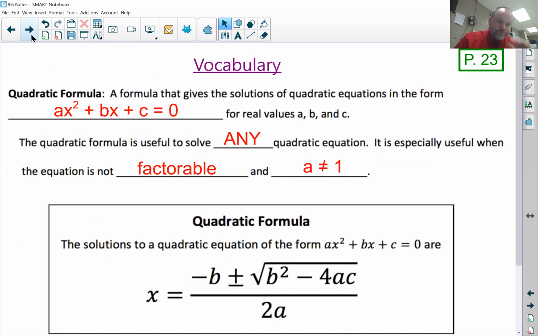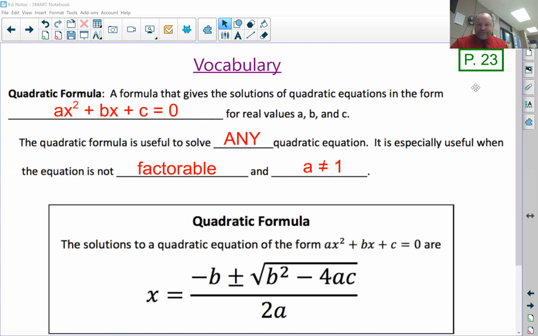So if we are going to use the quadratic formula, that's a formula that gives the solution of quadratic equations in the form ax squared plus bx plus c equals 0. Again, sometimes we just call that standard form, where a, b, and c are any real number. It is especially useful when the equation is not factorable and when a is not equal to 1.